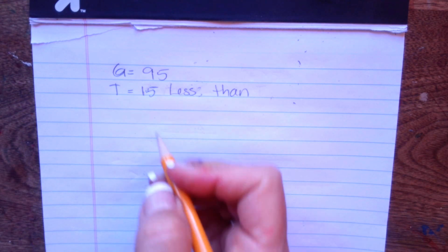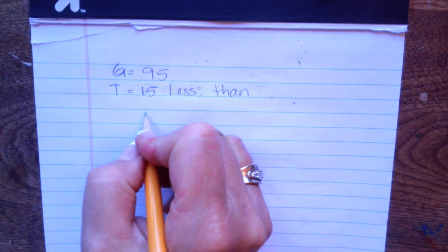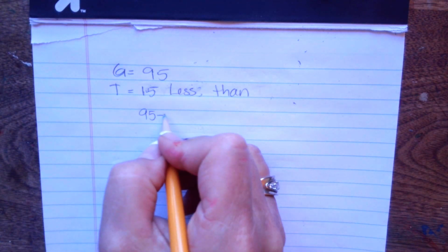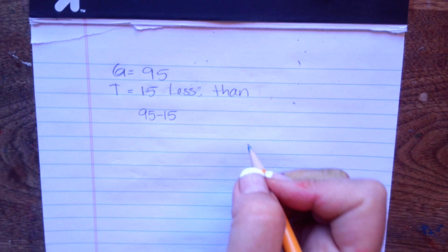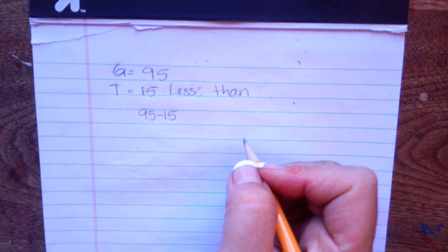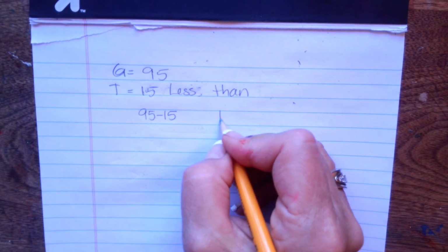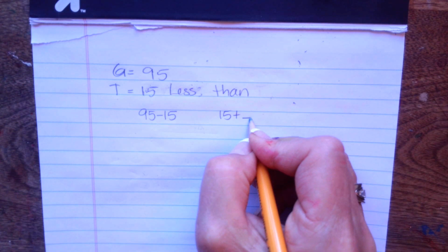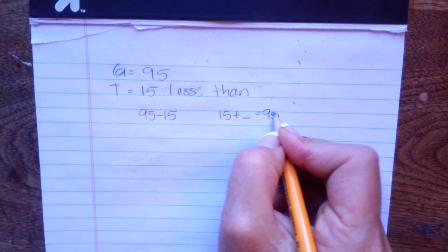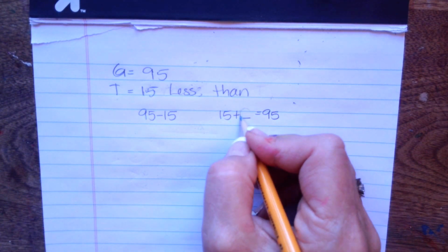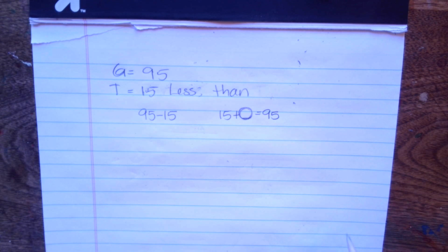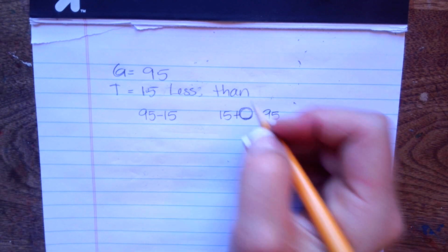So we can either do 95 minus 15, or we can do 15 plus something equals 95, and then find what this something is, and that would be our answer. So it is 80.